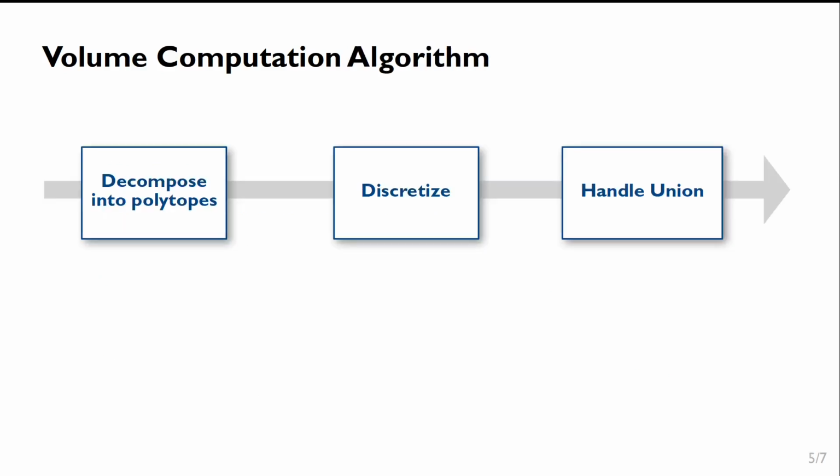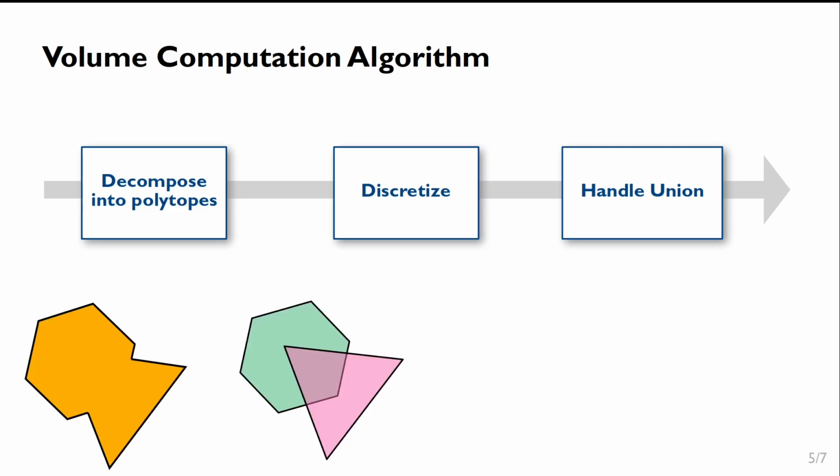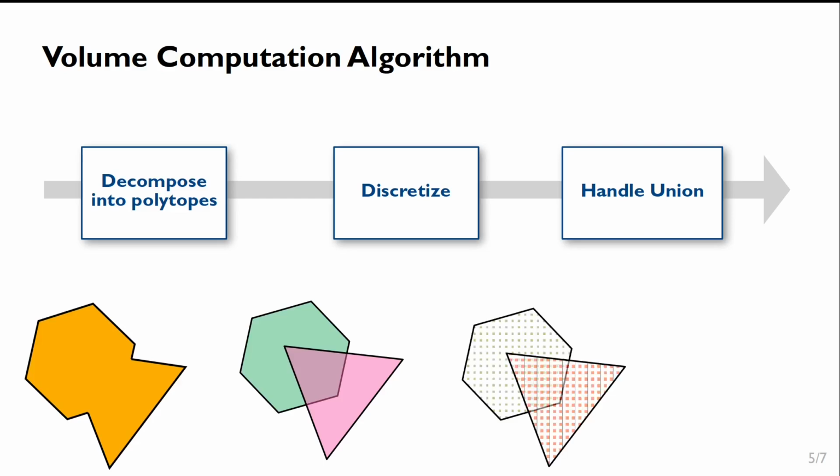Our volume computation algorithm comes in 3 steps. Given the SMT formula, we decompose the solution space into convex polytopes which can potentially have overlaps. Now we discretize the solution space such that there is a relation between the number of lattice points in this discretized space and the volume of the actual polytopes.